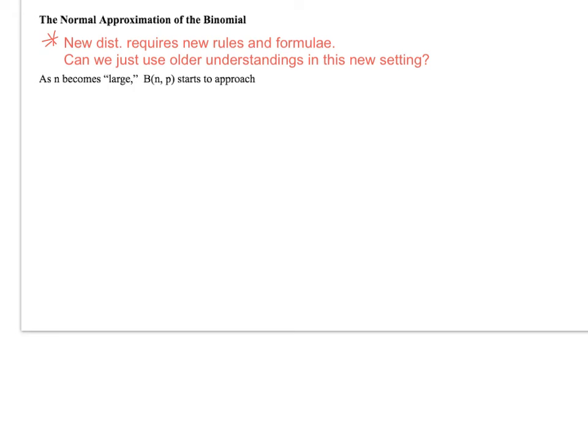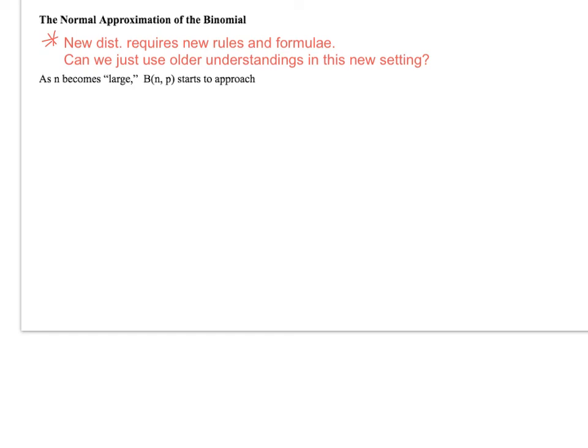So can we just use this older understanding that we have with this new setting to be able to get this approximation? And if you think about what it is we need for a normal approximation, we need a mean and a standard deviation. And we just went through all this work establishing the mu sub x and the sigma sub x formulas. We can actually use that to make a normal approximation. So that's what we're going to talk about here.